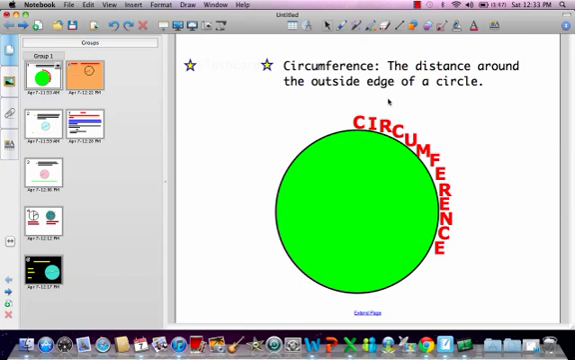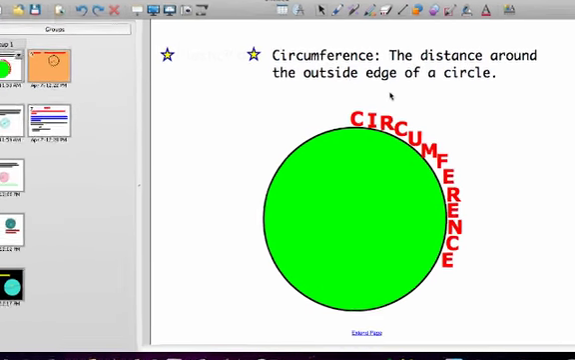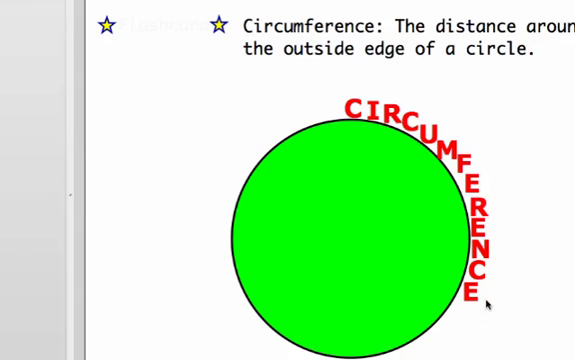Circumference! Where to begin? There's just so much fun when we talk about circumference. I love teaching circumference. I guess I'll begin by saying what circumference is. Circumference is the distance around the outside edge of a circle. So you can see my word circumference here is going around the edge. It's like the perimeter of the circle pretty much.